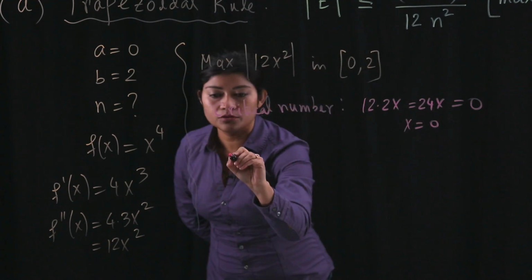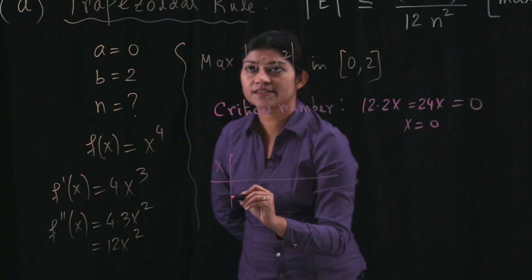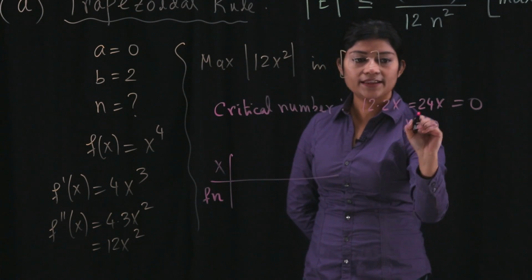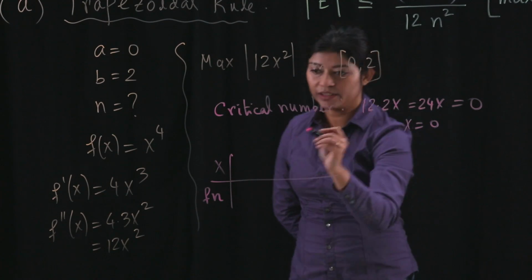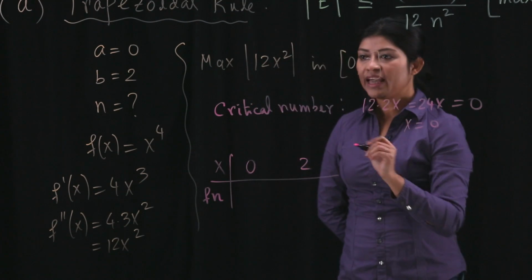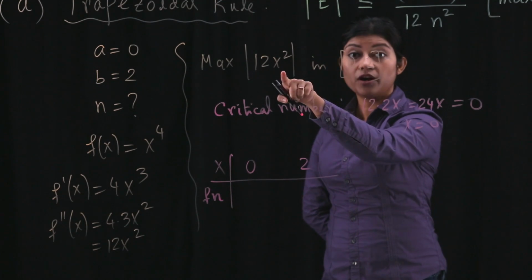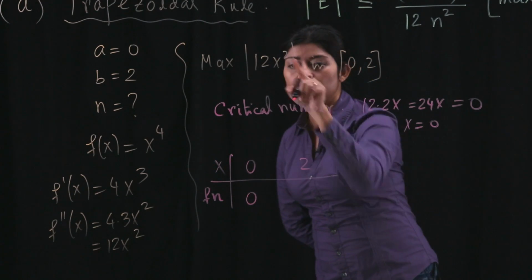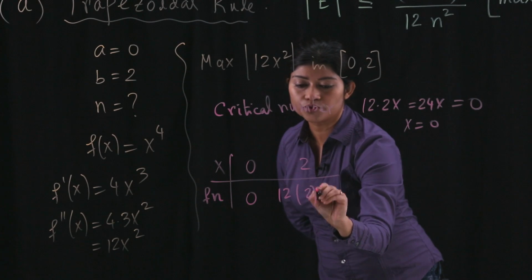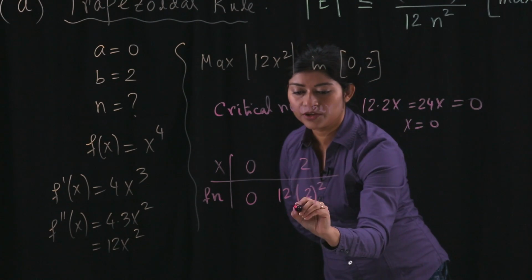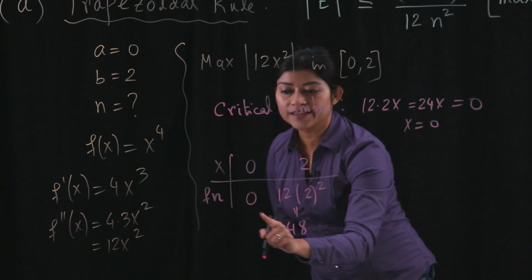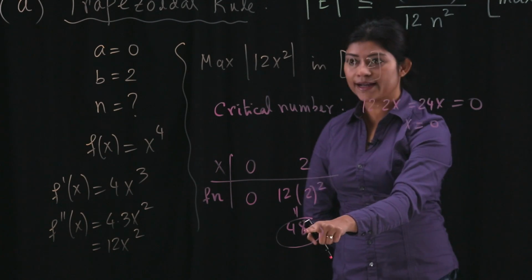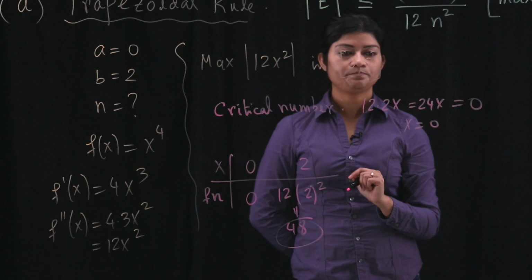All right, so all we have to do is make a small table. Here is x, and here is your function. Okay, and then plug in the critical number and the endpoints. So in this case, just the two values, 0 and 2. And find the corresponding value of the function, the original function. So if you plug in 0 here, you get 0. If you plug in 2, you get 12 times 2 squared. So that's 4 times 12, that's 48. Which one is the maximum? Obviously, this is the maximum value of the function. So we got our max inside the interval 0 to 2.